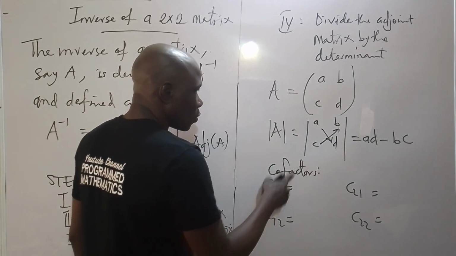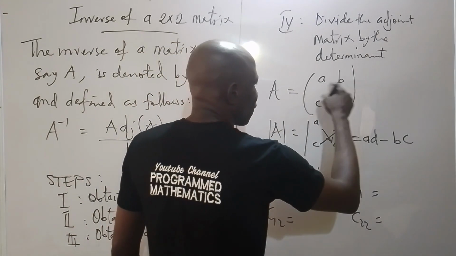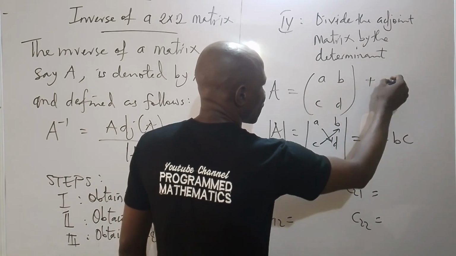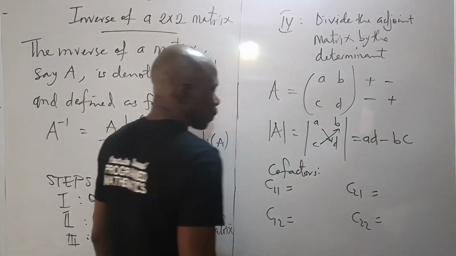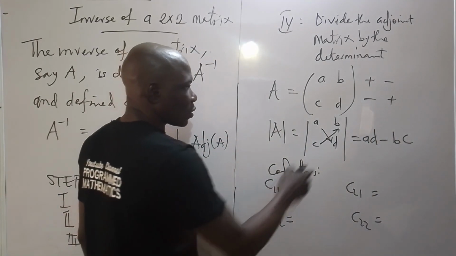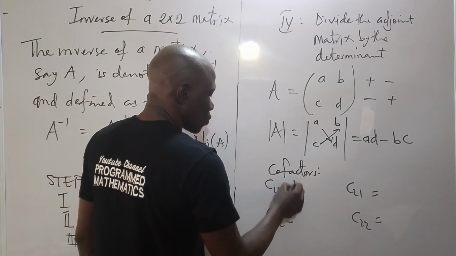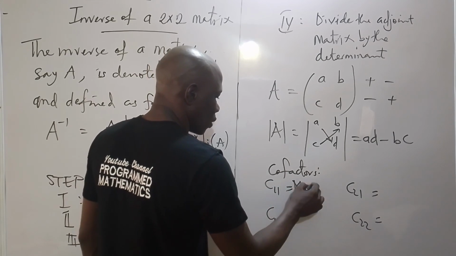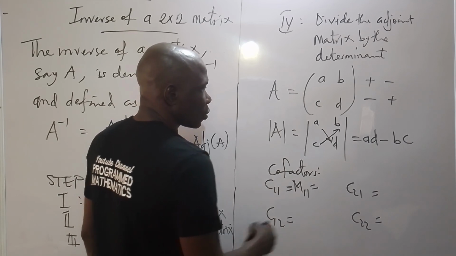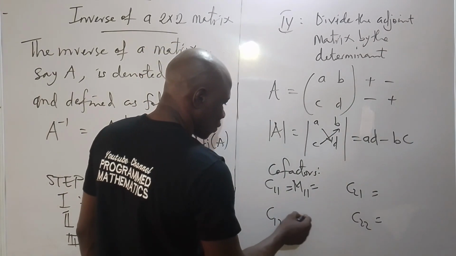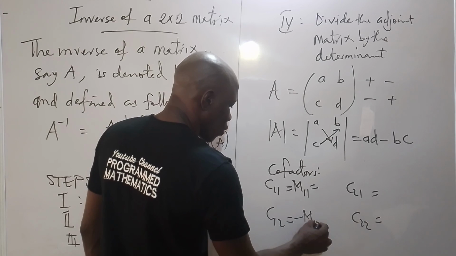All right, so don't forget the sign convention. For the first element, we have plus. The second is minus. Here we have minus, and then this is plus. So for C11, the sign convention is positive. So we are going to have positive M11. Okay. Then C12, the sign convention is negative. So this is negative M12.